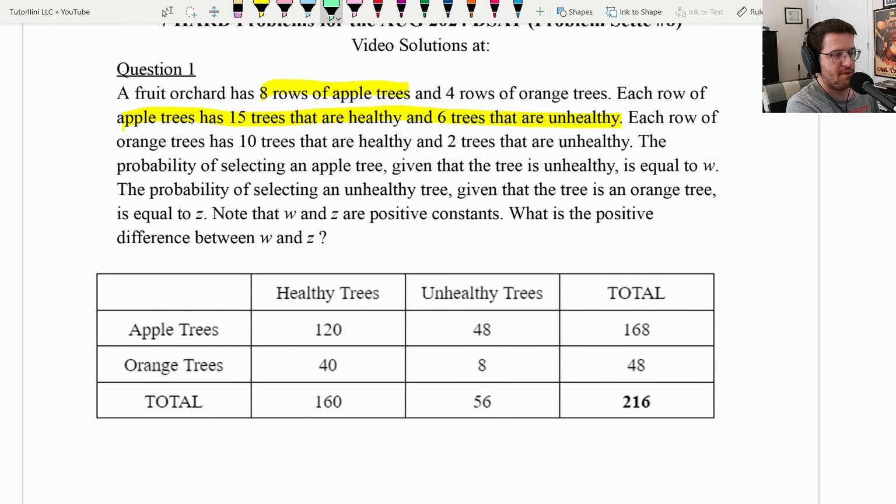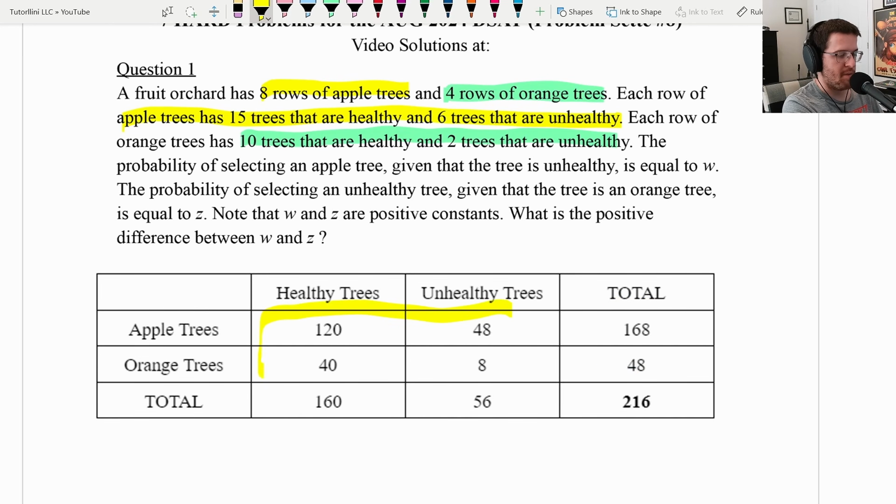And then the bottom row, we follow the same logic. 4 rows of orange trees, and each row of orange trees has 10 trees that are healthy and 2 trees that are unhealthy. So 4 times 10, that's 40 healthy trees, and 4 times 2 is 8 unhealthy trees. Then you get these numbers on the side just by adding them up. And then you get the total, which I put in bold, just by adding up one set of the totals. You don't need to do both, for example, 168 plus 48, and you get 216.